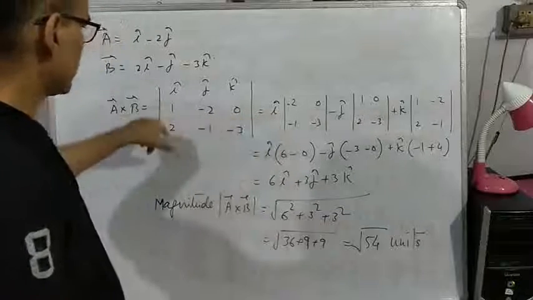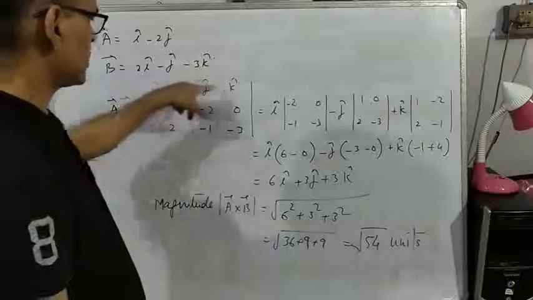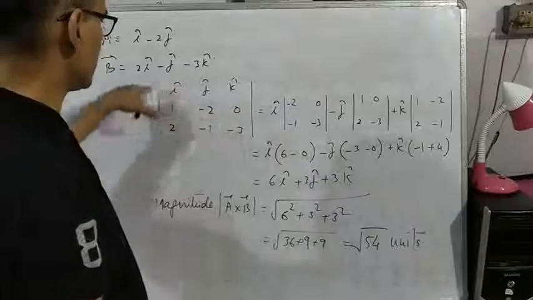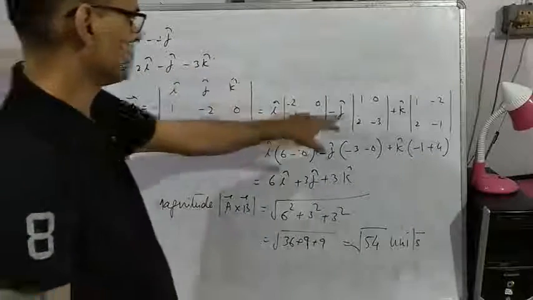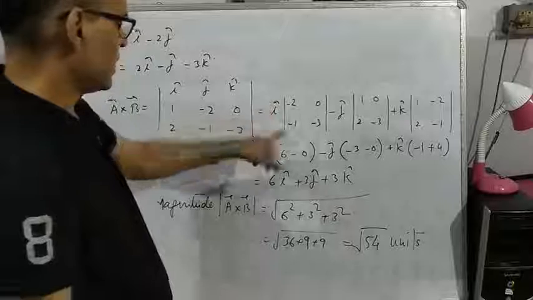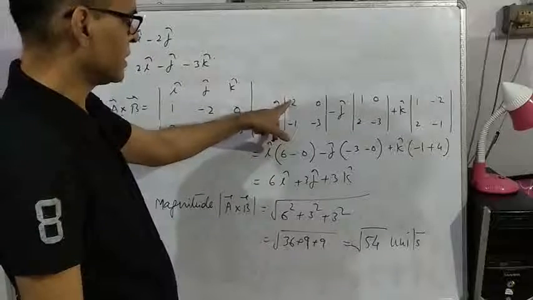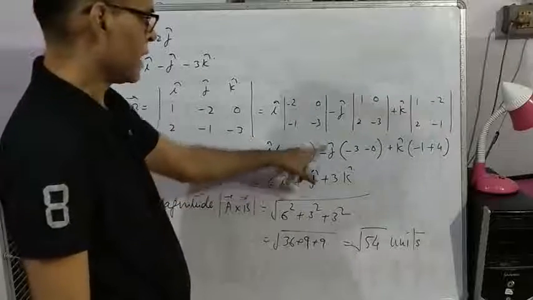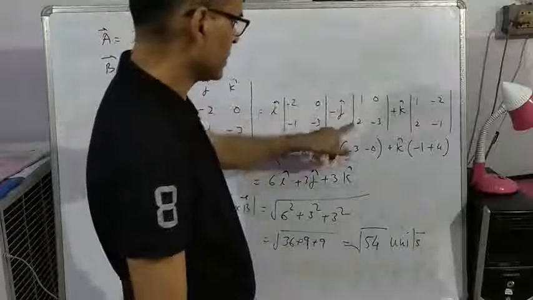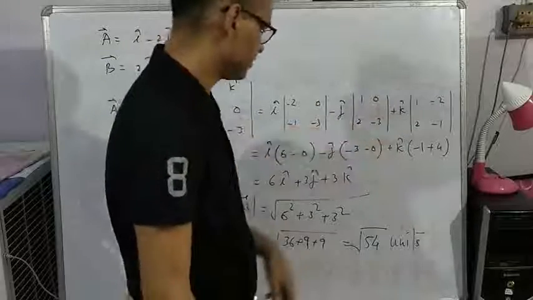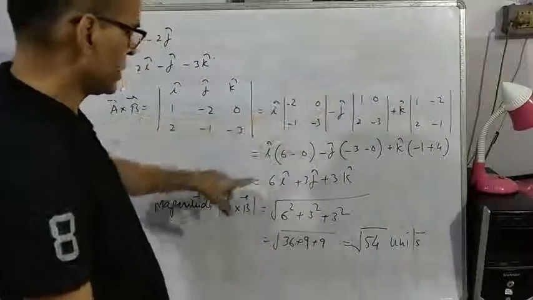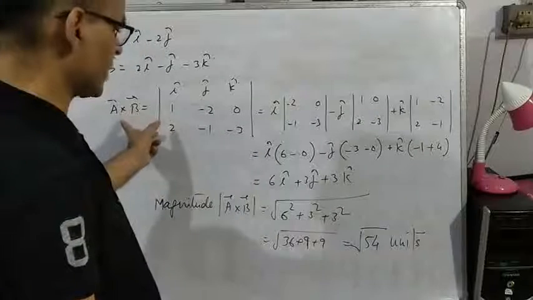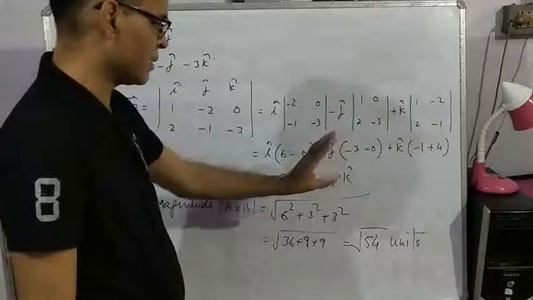For i, this column is left, this row is left, so this one is written. Minus j, this column, this row is left, so these two values are written. Similarly k. Now cross multiplication, this into this minus this into this, with negative sign. Minus j, this into this minus this into this, similarly k. After making the solution, you get this value. So this is the x component of cross product A cross B, this is the y component, this is the z component.